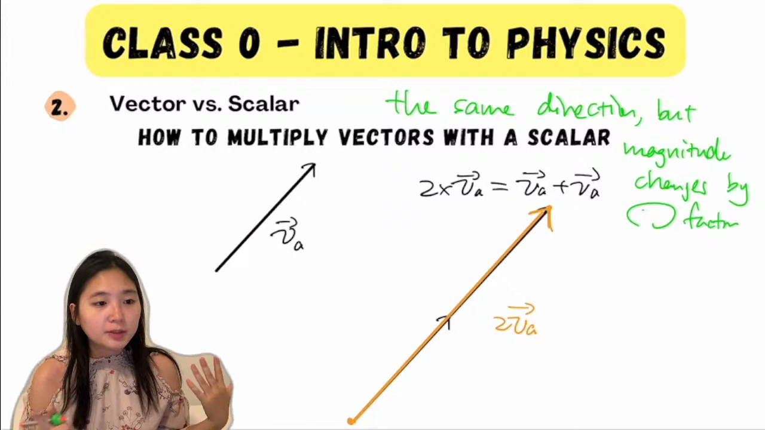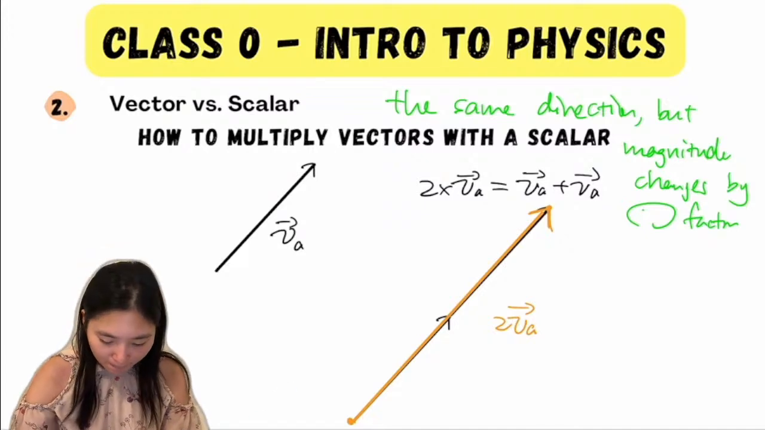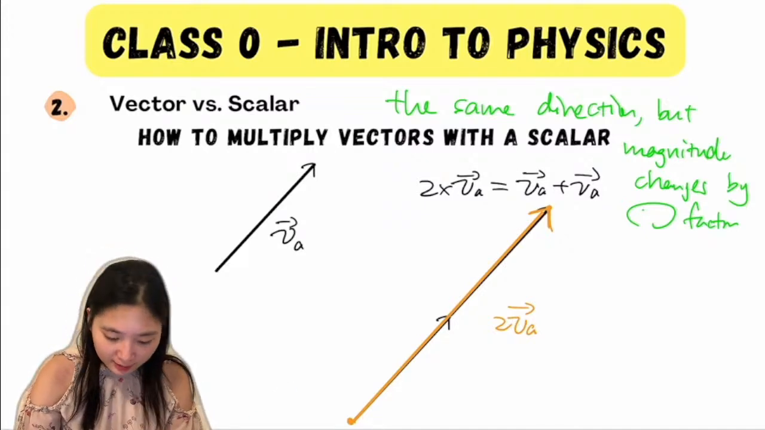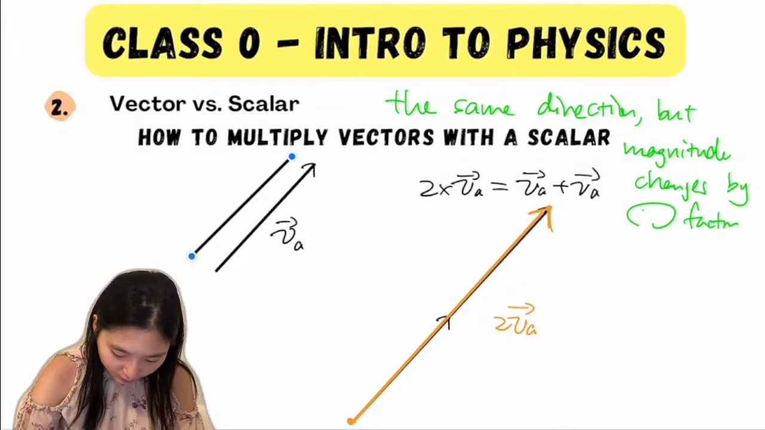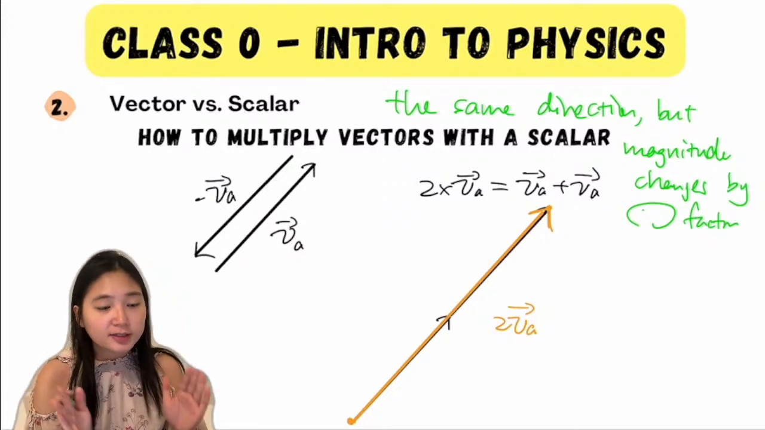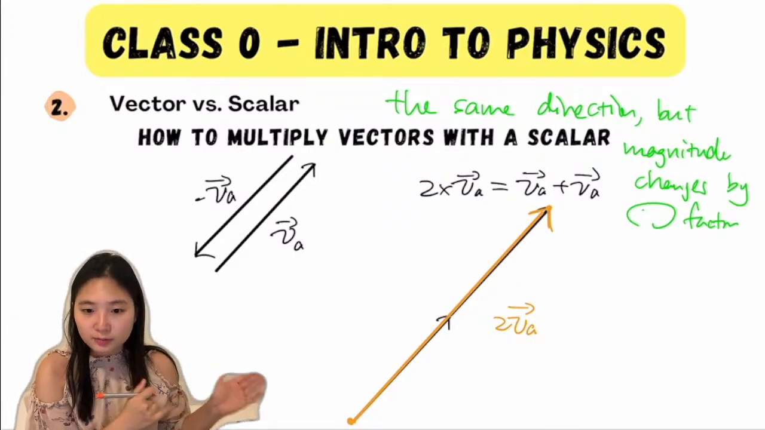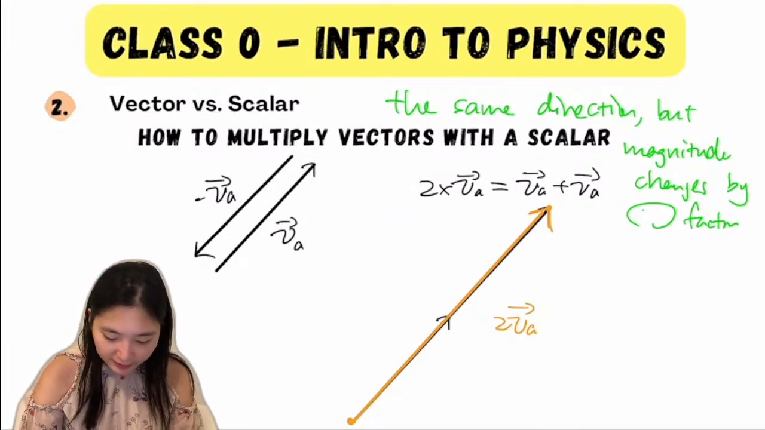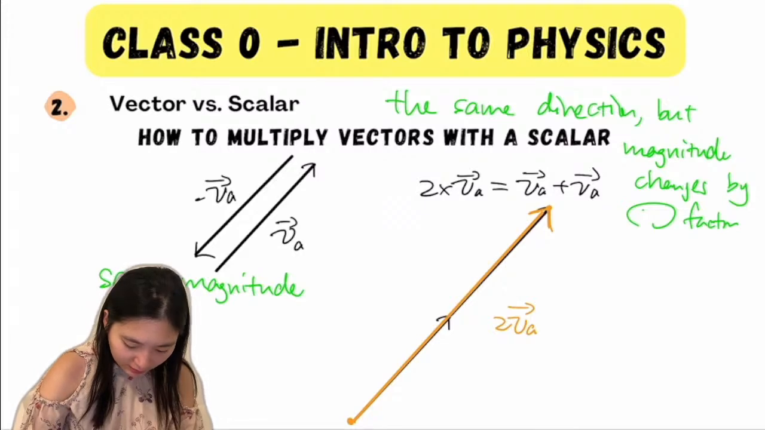Okay, now, what if I multiply vector A by a negative value? What if I multiply by -1? If I multiply by -1, then it becomes negative vector A, and negative vector A looks like this. So negative vector A is pointing in the opposite direction of vector A. They're still parallel to each other, but one is pointing to the top right corner, the other to the bottom left corner. So vector A and vector -A have exactly the same magnitude, but opposite direction.